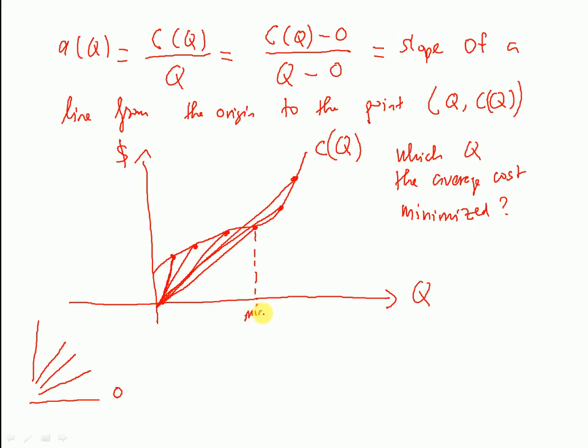So this will give you the minimum average cost for this Q, right? What about the value Q here? It should give you the minimum average cost, because the average cost is just the slope from the point to the origin, if you visualize this as a slope. Okay, let's go to another example.